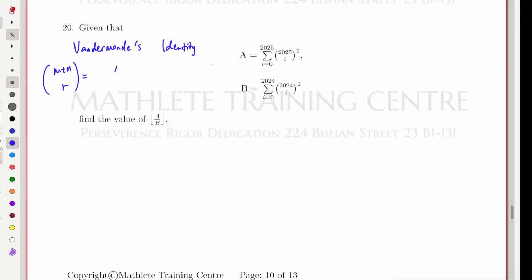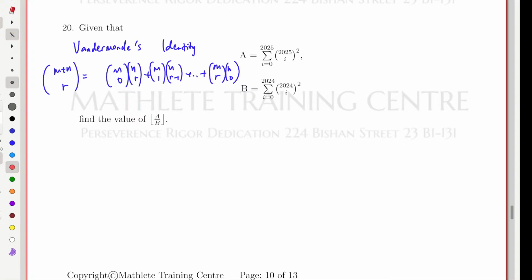Basically, the summation of m choose 0, n choose r, m choose 1, n choose r minus 1, and so on, all the way until m choose r and n choose 0. This should make sense to you, right?